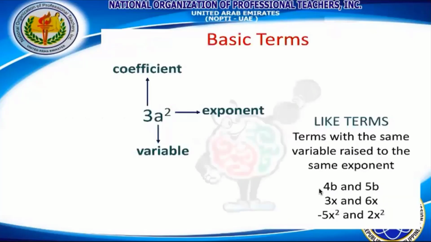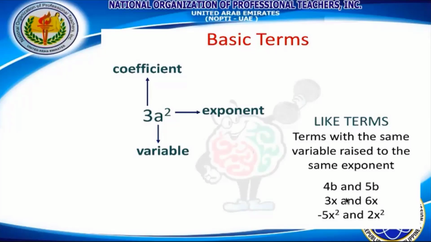Okay. Algebra. Basic terms. Siyempre sa algebra, dyan kayo makakita ng mga numbers, letters, exponents. So, basic terms, let's say for example, 3a squared. 3 is the coefficient, a is the variable, 2 is the exponent. Okay? 3a squared. Variable yung mga letters. Coefficients yung mga numbers. And then, yung nasa taas ay exponent.